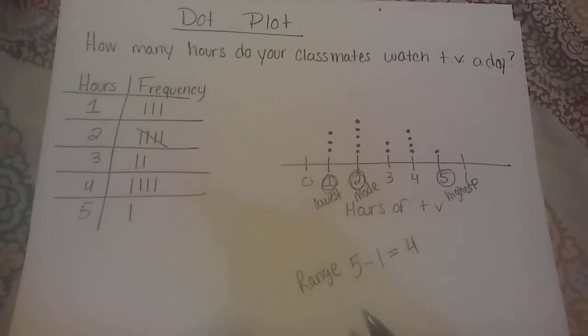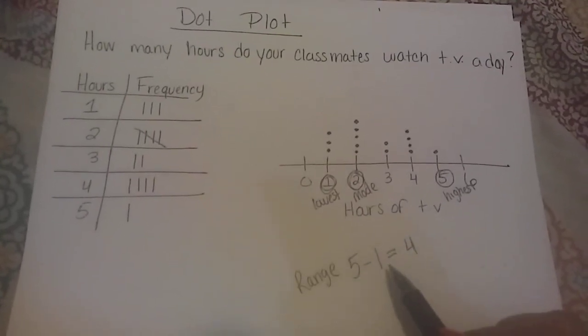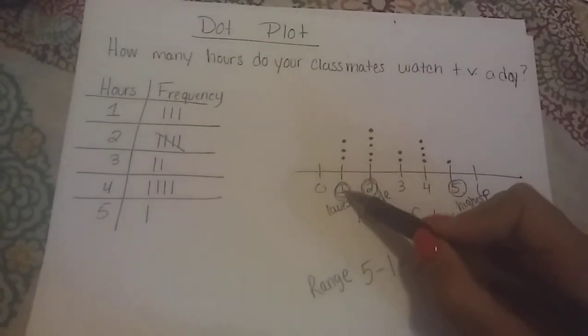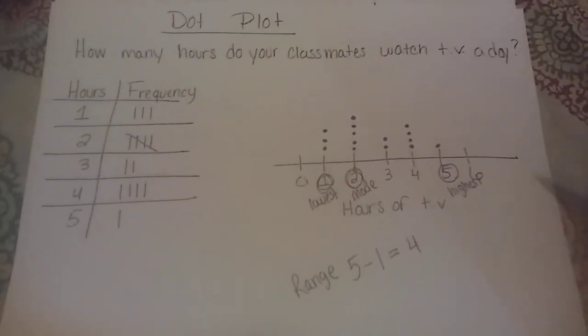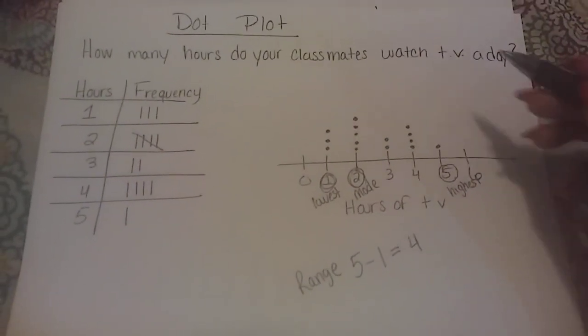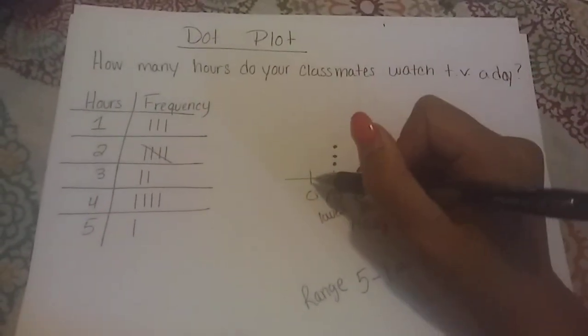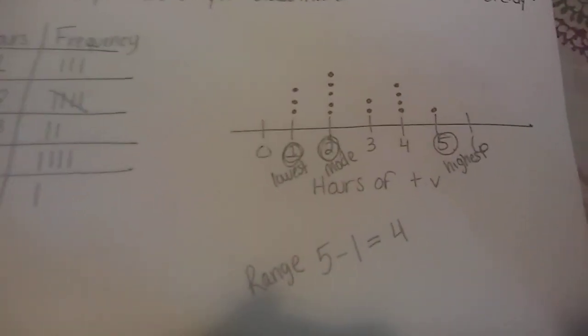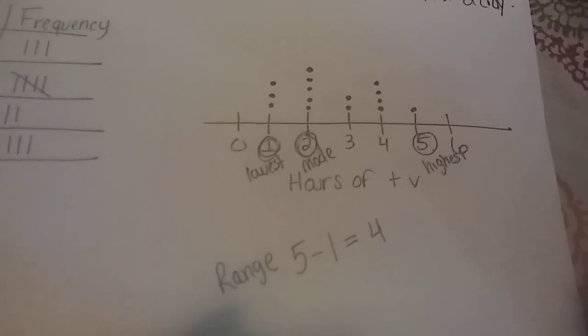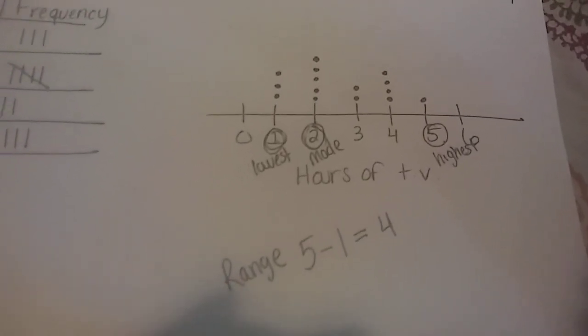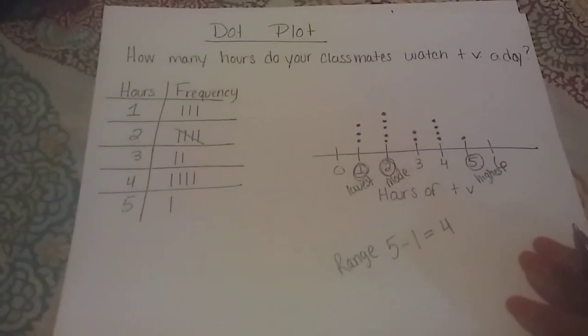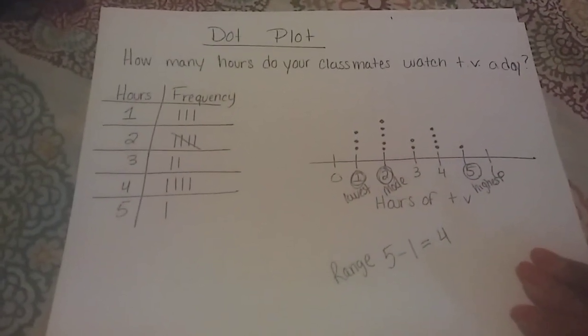And my range can be figured out by doing 5 minus 1, which is my highest number minus my lowest number. You want to include the numbers that have dots on it. So we would not include 6 because 6 does not have any dots. We would not include 0 because 0 does not have any dots. Only include the numbers that have dots on it. Okay? Just going to put this here. If you want to pause it or look at it, you can go ahead and do that.